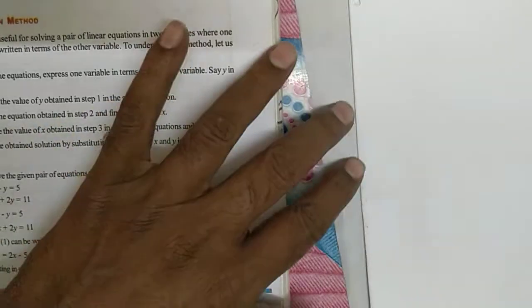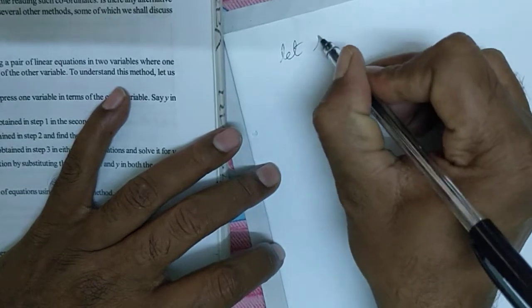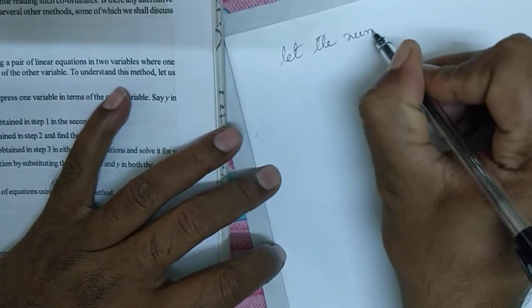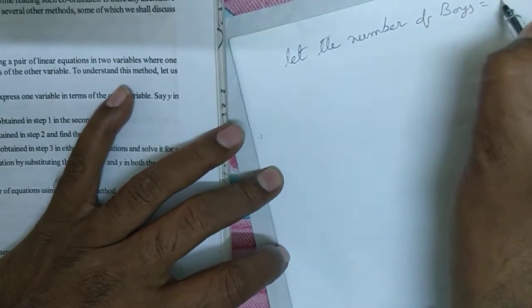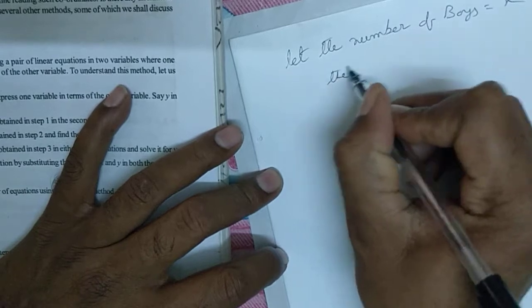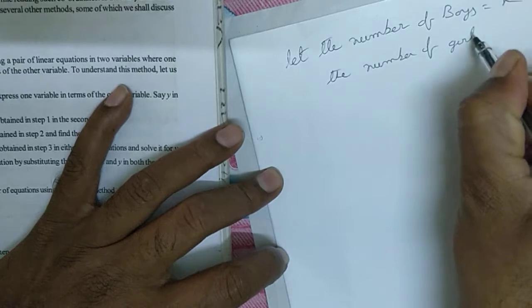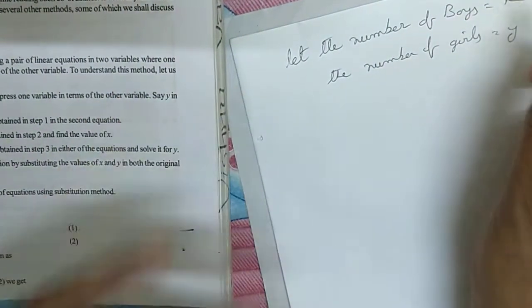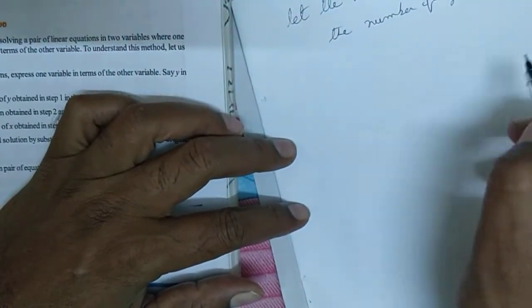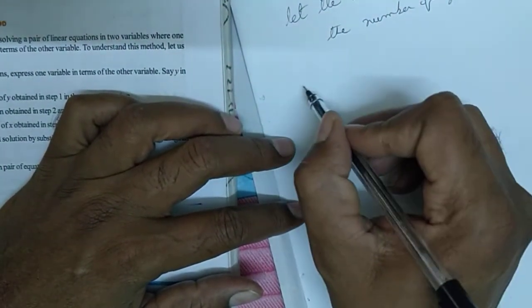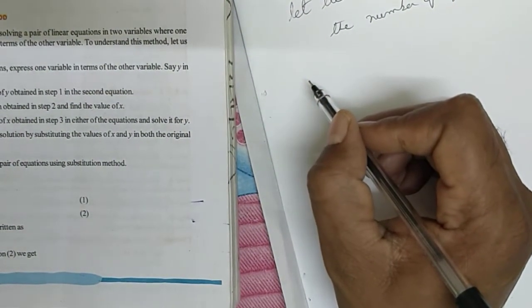So first, you have to start with: let the number of boys be x. Then the number of girls becomes y. So y girls are there, x boys are there. In a class you will have boys and girls only. So how many students are there in the class? He has already given 10 students of class 10th.